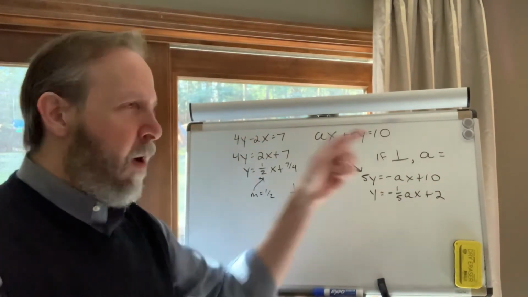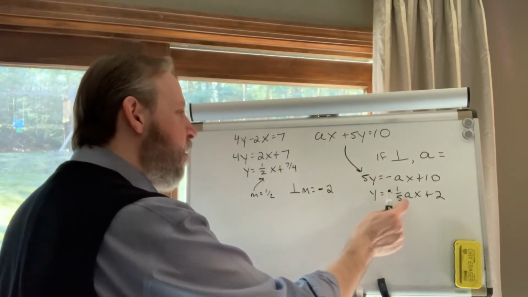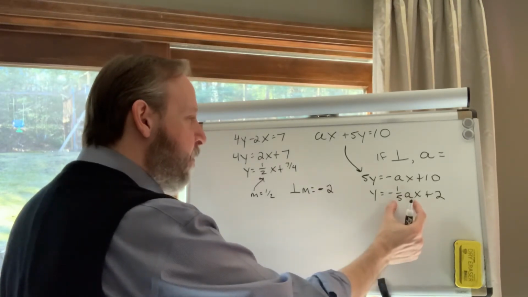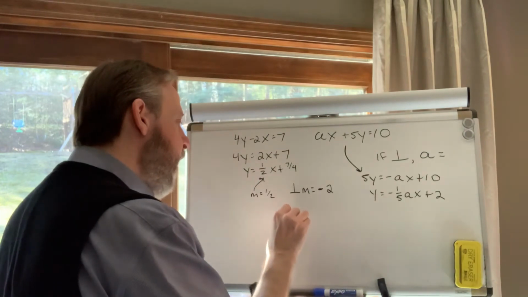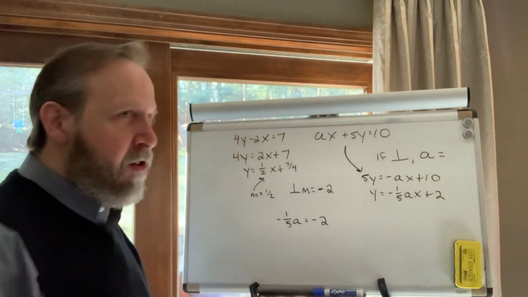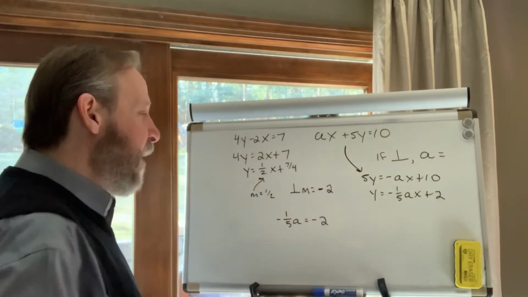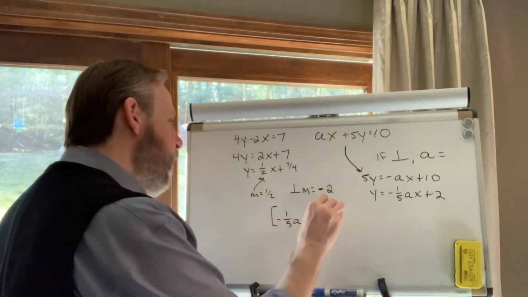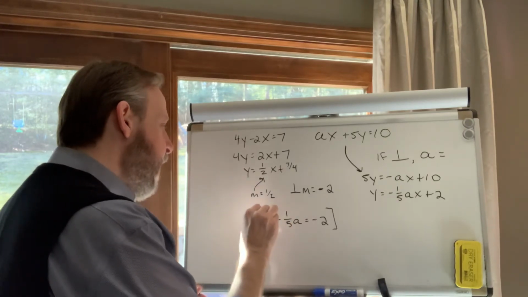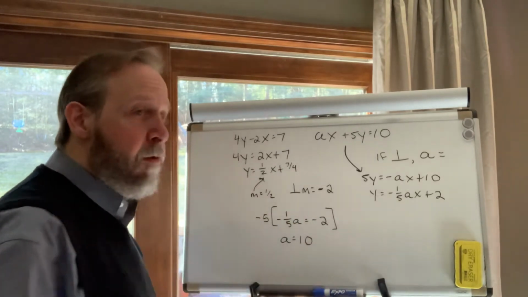Again, I don't really care about the y-intercept. I'm concerned more about the slope. I know that the slope of this line has got to be negative 2. The slope of this line is negative 1/5 a. So negative 1/5 a has got to be negative 2. Otherwise, they would not be perpendicular lines. I have a negative fractional coefficient. I'm going to multiply both sides by the negative to cancel the negative, and 5 to cancel the denominator. A equals 10. There's your answer.